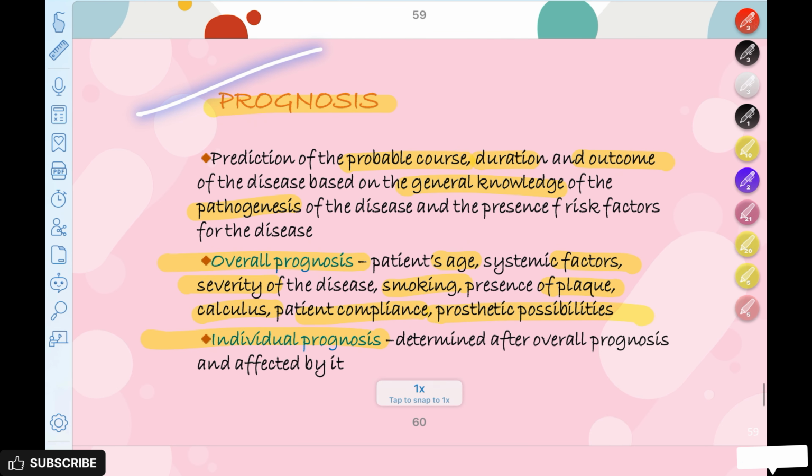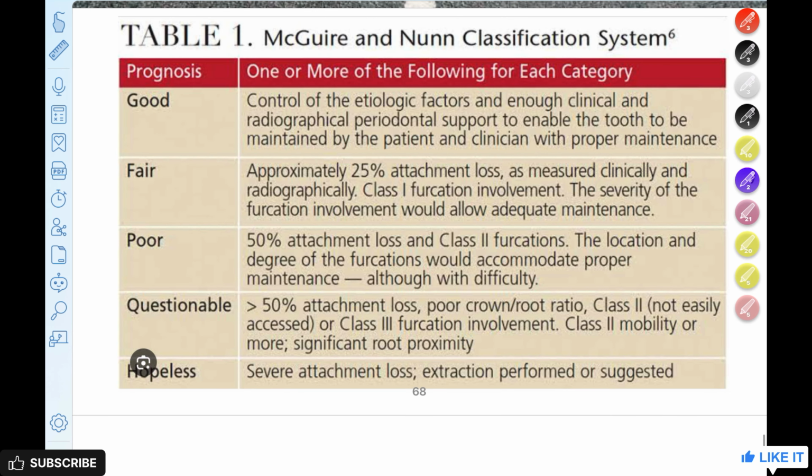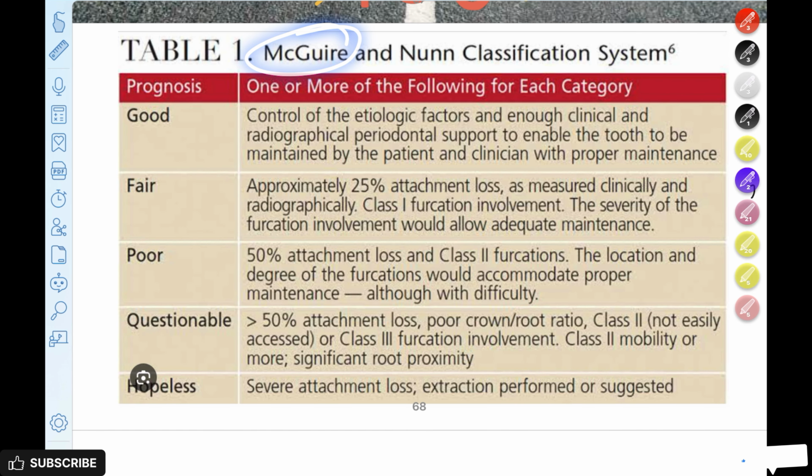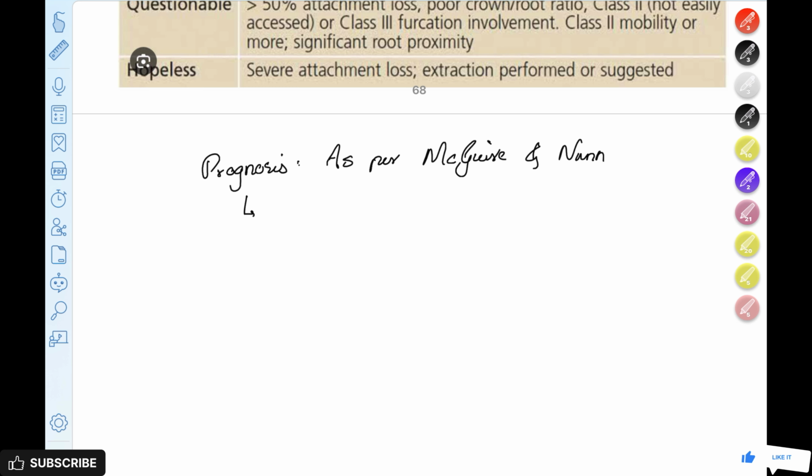The next is the prognosis. Prognosis is very important. It is classified into 5 parts according to McGuire and Nunn. So this is the classification for prognosis, very important, given by McGuire and Nunn. So how you have to write? You have to write prognosis as per McGuire and Nunn. So there are two types of prognosis, overall and individual.